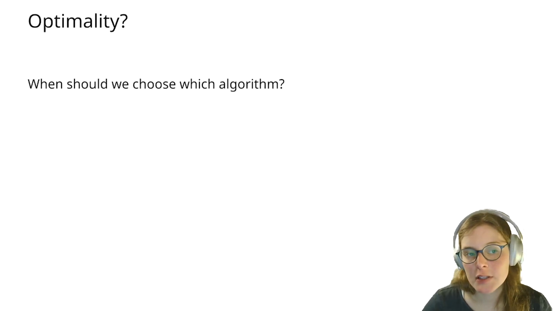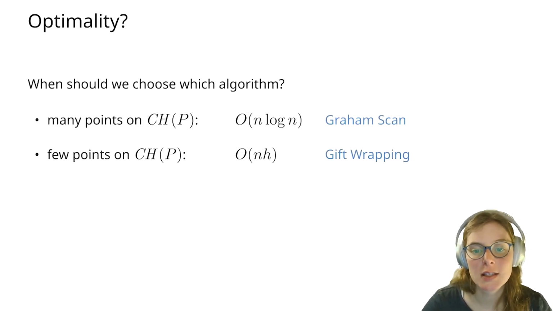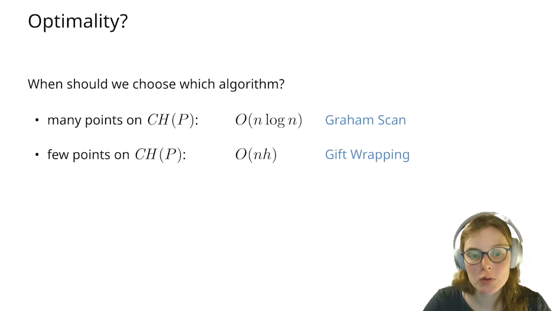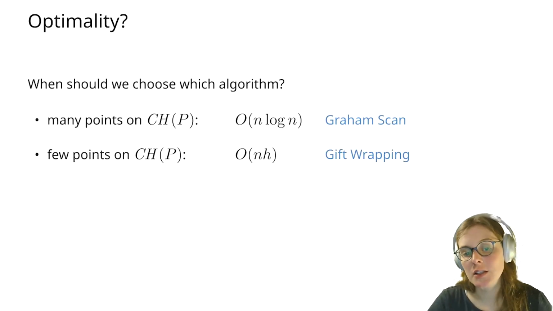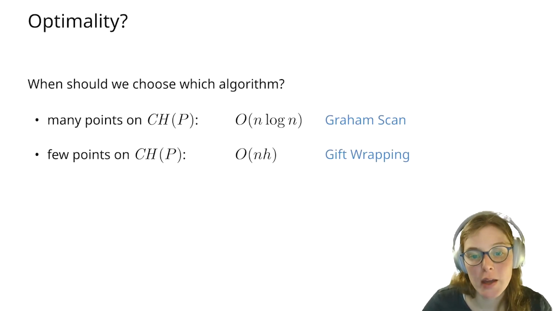So now we have designed two algorithms, one that takes n log n time to execute and another that takes n times h time to execute. The question is, when do we choose which algorithm to use? And of course, the answer is when we know that the convex hull has few points on it, then we're going to use the second algorithm. And if the convex hull may contain a lot of points, then we're going to use the first one.